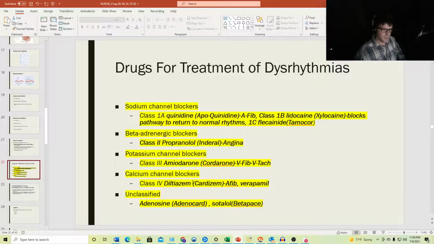But anyway, so calcium channel blockers, class 4. Diltiazem or Cardizem is for AFib, and verapamil. So diltiazem and verapamil, AFib, for calcium channel blockers. And then we have these unclassified, so adenosine and sotalol. I'm not looking them up because there's no information on them.